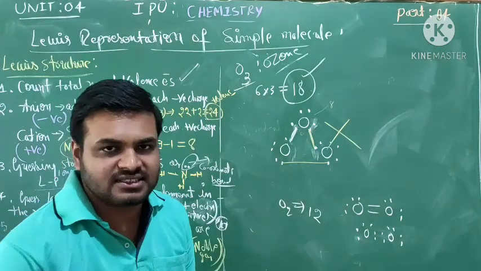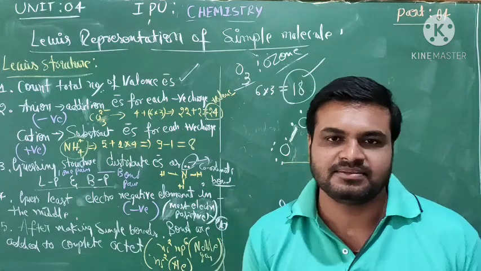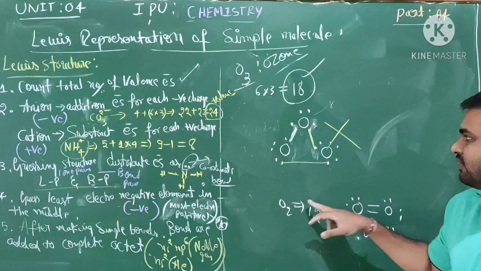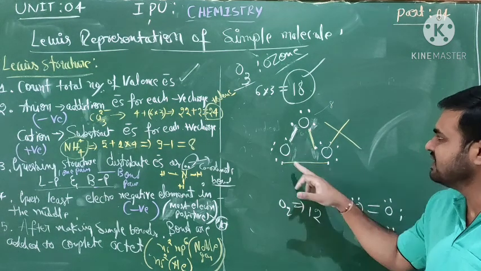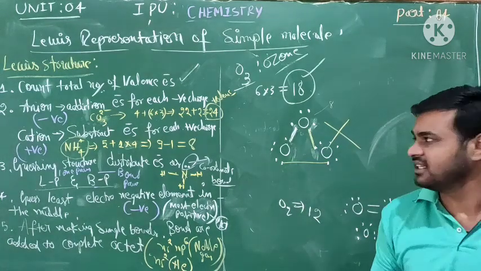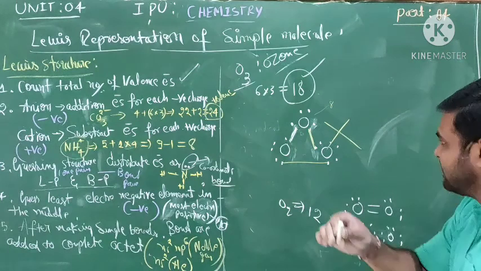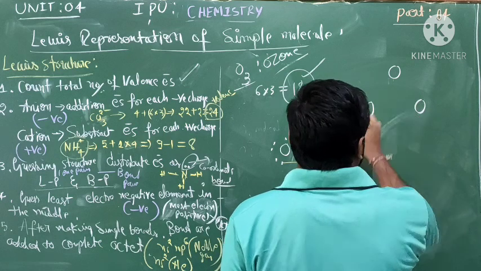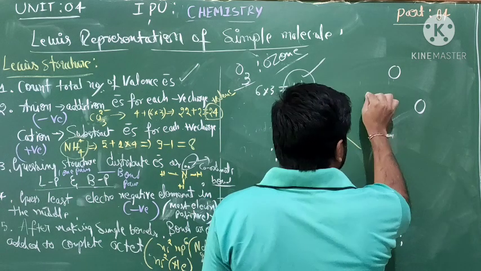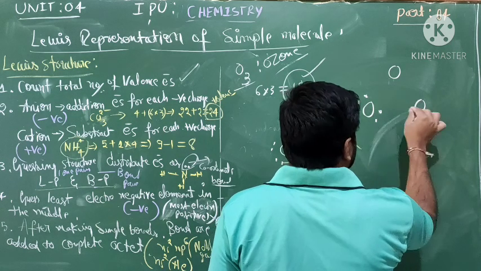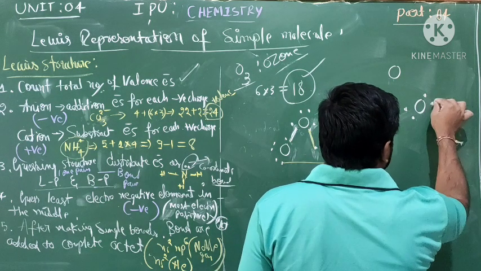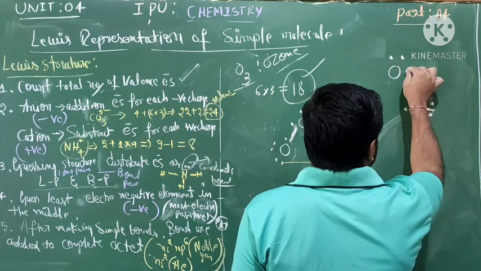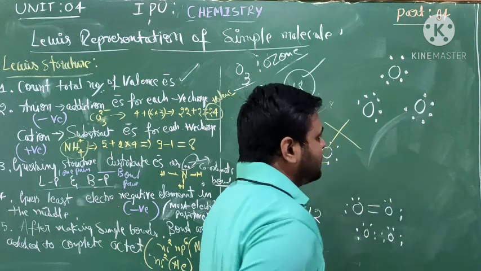This is not the actual structure of ozone in a Lewis structure, because the assumption was that oxygen has a capacity of 2 bonds. Here there is only a single bond. That is why this is not the actual ozone structure. The ozone structure is oxygen, oxygen, oxygen, with 1, 2, 3, 4, 5, 6 electrons on the ends.